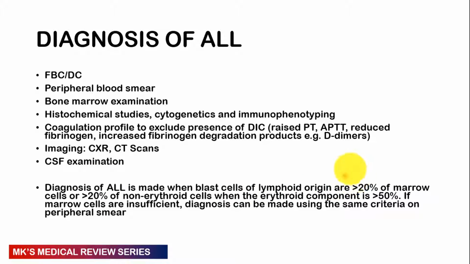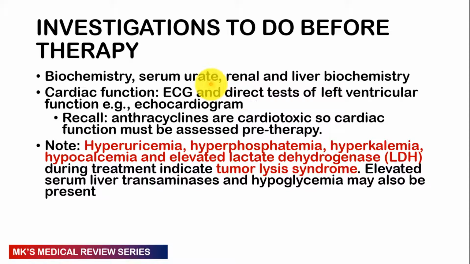Then of course, remember that the diagnosis is often made when you have blast cells of lymphoid origin that are greater than 20% in the marrow, or greater than 20% of the non-erythroid cells when the erythroid component is greater than 50%. And of course, if you do not have the bone marrow, you can use this same diagnostic criteria to look at the peripheral smear.